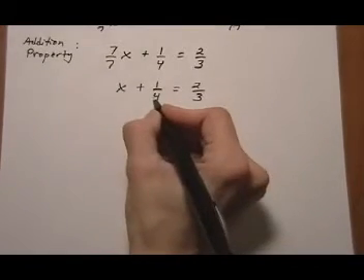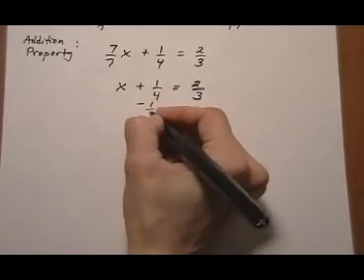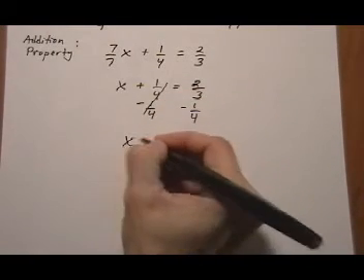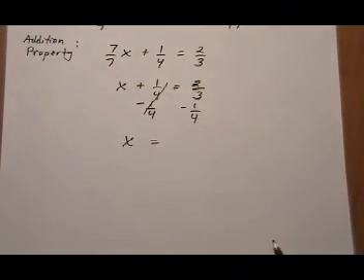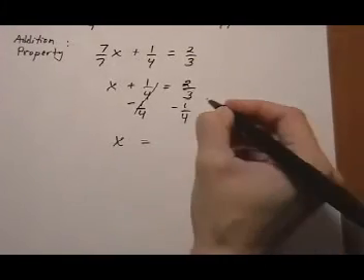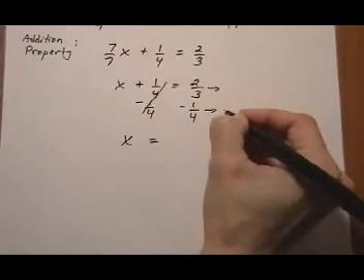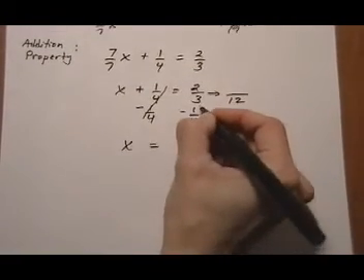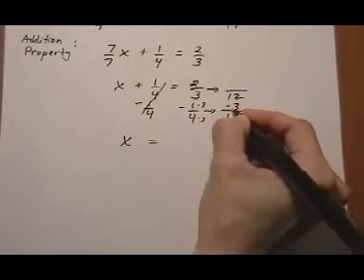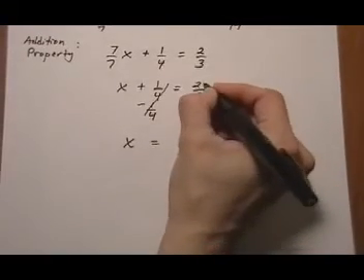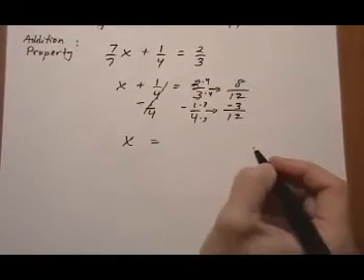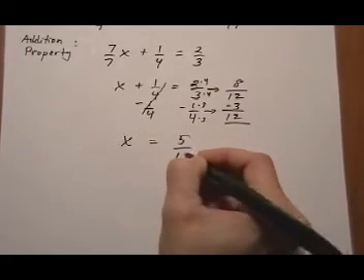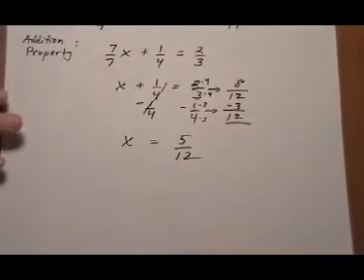And now we want to get rid of the plus 1/4, so we do the opposite, minus 1/4. So it's gone on the left, and we get x is equal to 2/3 minus 1/4. So now we need to do common denominators. 2/3 times 4 over 4 gives us 8, and 1/4 times 3 over 3 gives us 3. So we end up with 8 take away 3, which is 5, over the common denominator of 12.